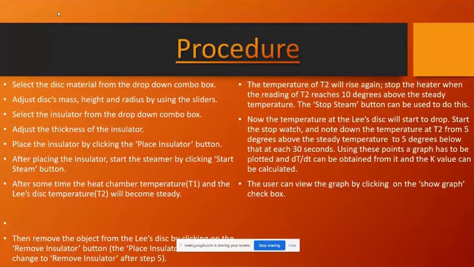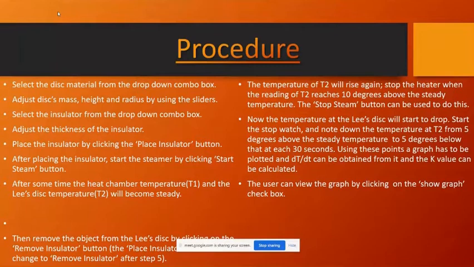Basically, we select a disc material from the drop-down combo box and then adjust the disc mass, height, and radius by using the sliders. Then we select the insulator from the drop-down combo box and adjust the thickness of the insulator. And then we place the insulator by clicking the place insulator button. After placing the insulator, we start the steam by clicking the start steam button. After some time, the chamber temperature is T1 and the Lee's disc temperature is T2. The Lee's disc temperature becomes steady. Then we remove the insulator from the Lee's disc by clicking on the remove insulator button.